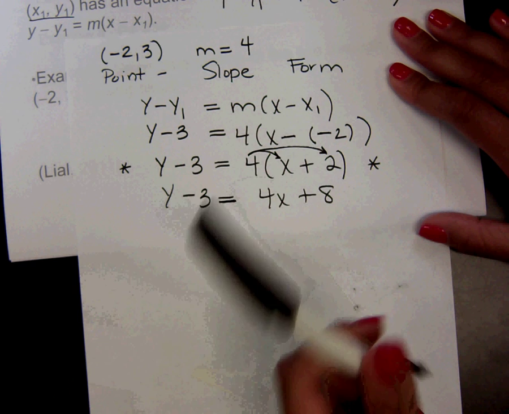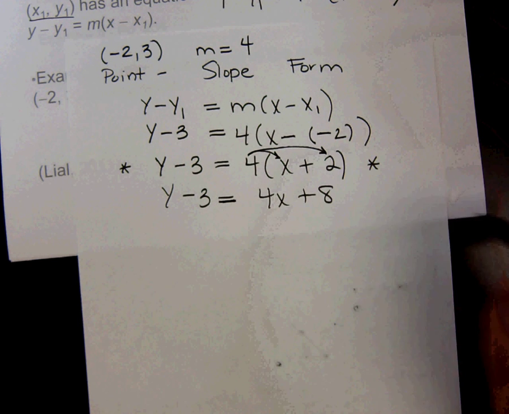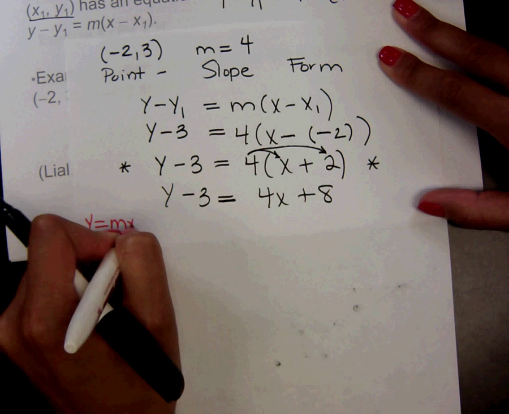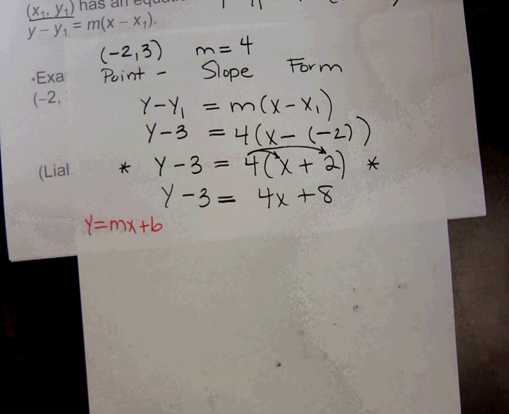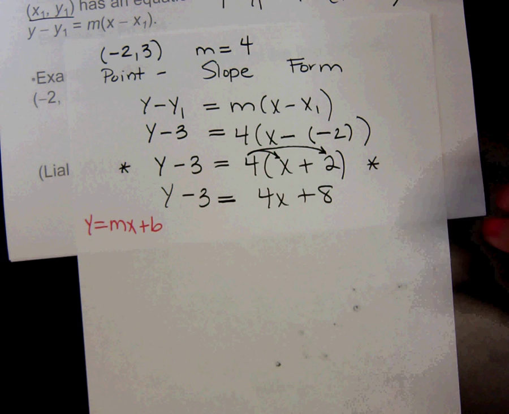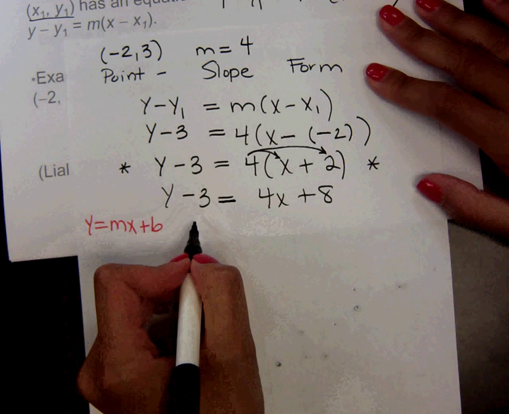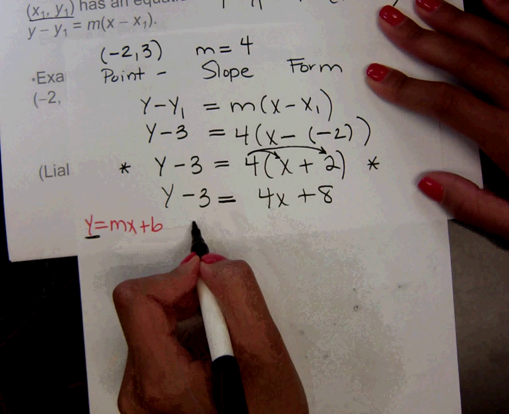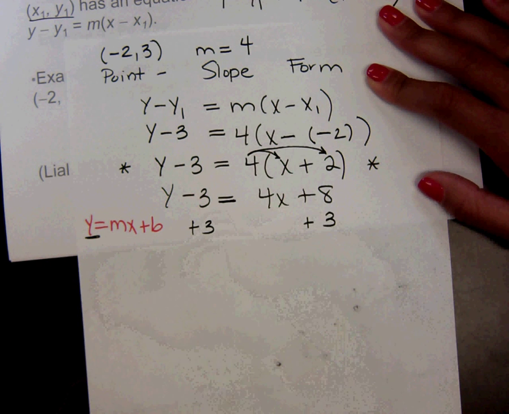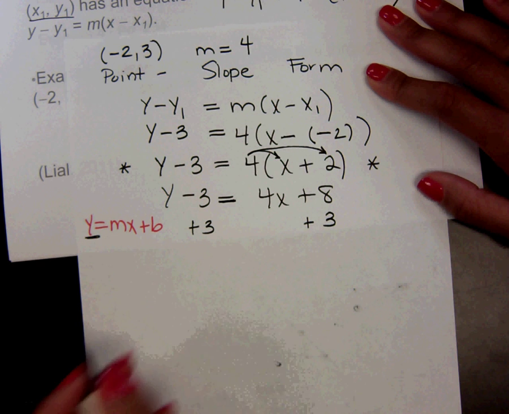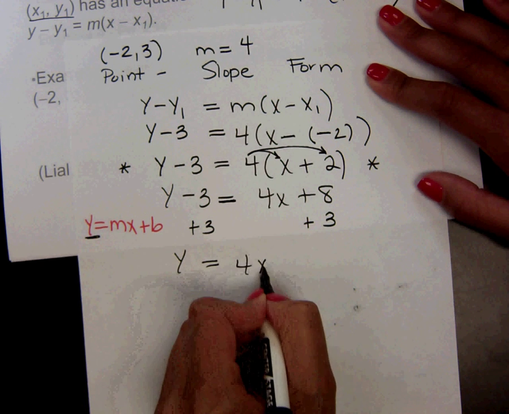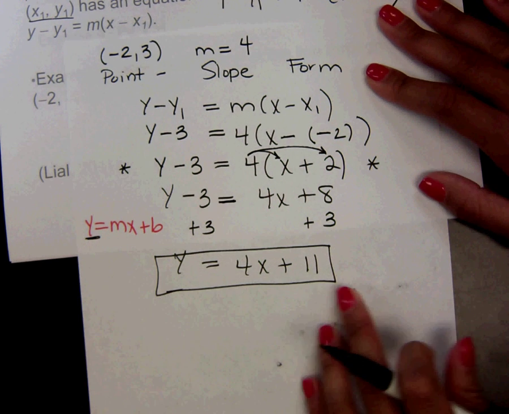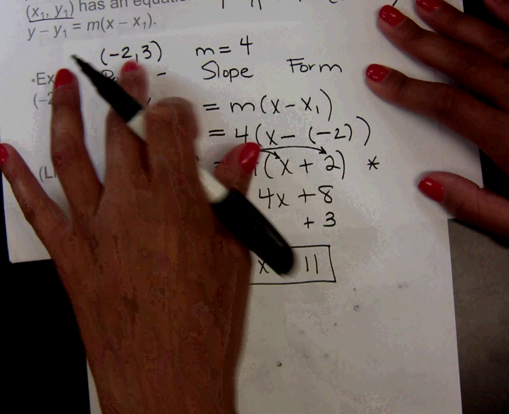If we want it in slope-intercept form, I'm going to write it off to the side. What's slope-intercept form for our final answer? y equals mx plus b. So that means we need to solve for y. I'm going to add 3 because I want y to be isolated, and so I need to add 3 to both sides to do that. And then 4x plus what? 11. This is the equation of the line that has a slope of 4 and passes through the point (-2, 3).